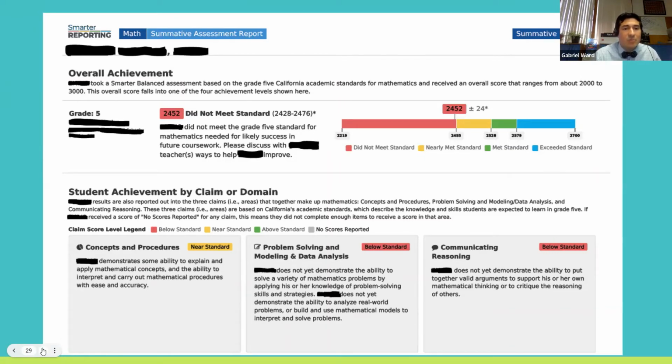So I just want to make sure we understand, you're going to get an overall score, but you're also going to get claim scores for each of the various claims. Even though there are 4 claims, it reports out 3 ways. Claim 1, concept procedures. Problem solving, modeling, and data analysis, claim 2 and claim 4, both together. And then of course, communicating reasoning, claim 3, reporting separately.